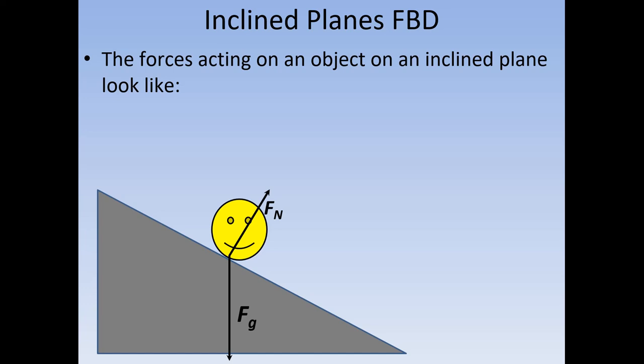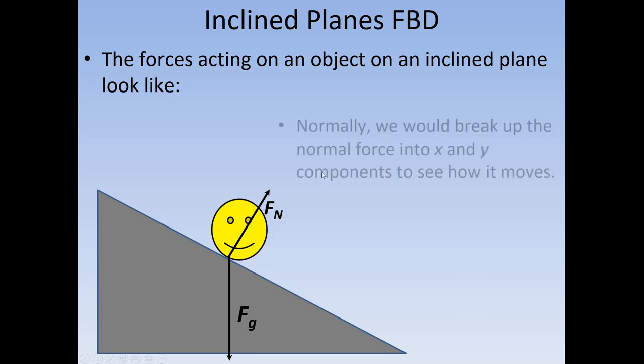Now we know that the normal force has to go up at an angle like this because the normal force, by definition, is perpendicular to the surface. So gravity goes straight down towards the center of Earth, and the normal force goes up at a right angle. Now, normally, when we have an FBD like this, we can see that Fn is at some angle. We don't like that. We would break up the Fn into an x component and a y component.